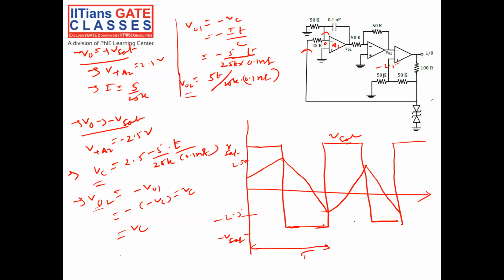T is the time period. And what is this one? This one is nothing but my half time, T by 2. This is T by 2. During my half time T by 2, what has happened to my capacitor? Capacitor is nothing but going from minus 2.5 to plus 2.5. Right or not? So during my half time T by 2, my capacitor is going from minus 2.5 to plus 2.5. In another half time, it is going from 2.5 to minus 2.5.